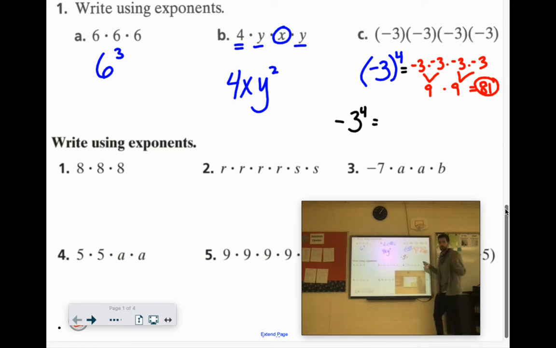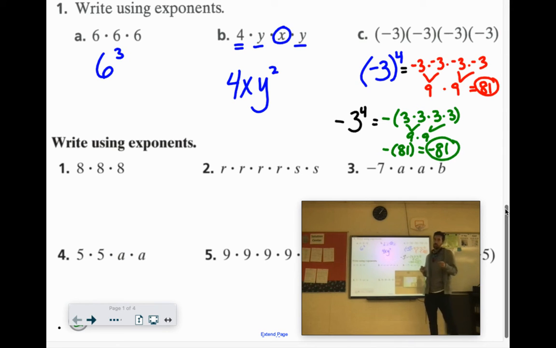You're like, sure, okay, whatever. But here, when it's not in parentheses, this is like saying the opposite of 3 to the 4th. So like the opposite of 3 times 3 times 3 times 3. 3 times 3 is 9. 3 times 3 is 9. 9 times 9 is 81. So it's like it's saying the opposite of 81, which is negative 81. So you need to be really careful when it has an even exponent and it's negative to put it in parentheses. Because if it is not in parentheses, that would make your final answer negative.